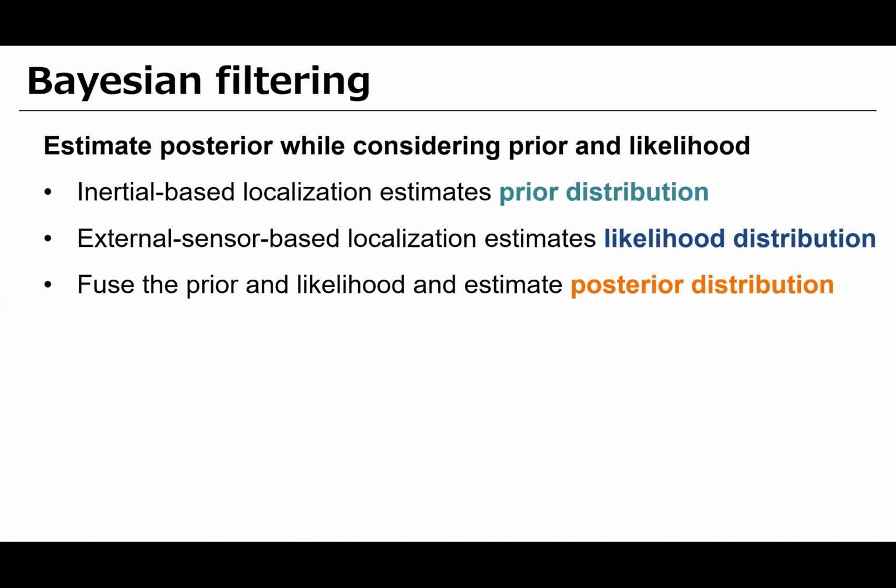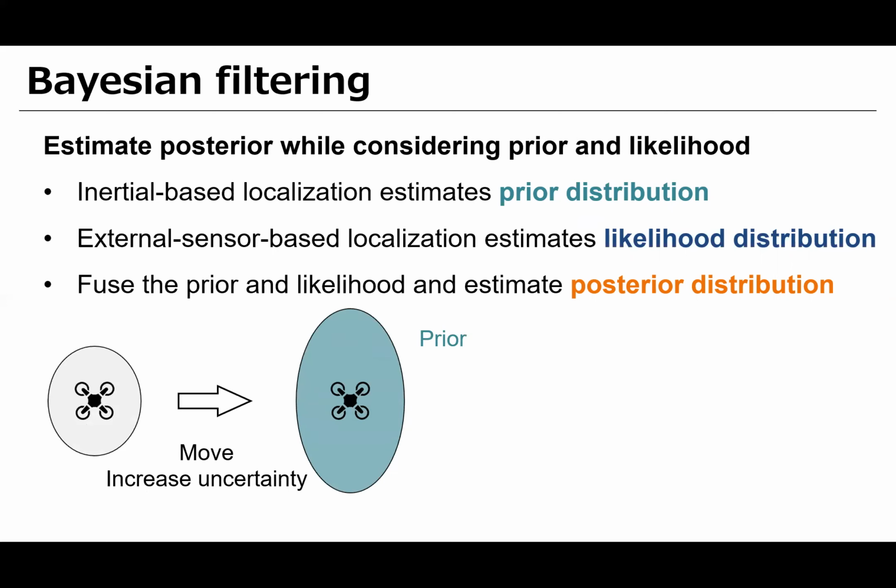I would like to introduce Bayesian filtering here. Bayesian filter estimates the posterior distribution using prior and likelihood distributions. In this work, we use inertia-based and camera-based localizations. The estimates by the inertia-based and camera-based localizations correspond to prior and likelihood distributions, respectively.